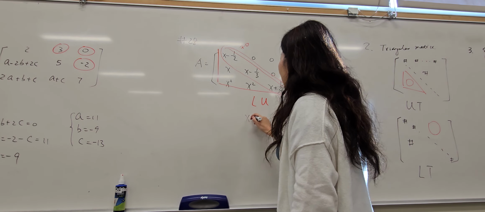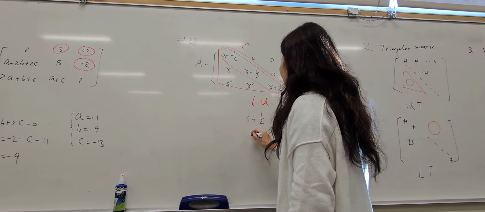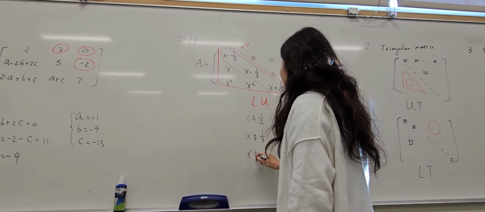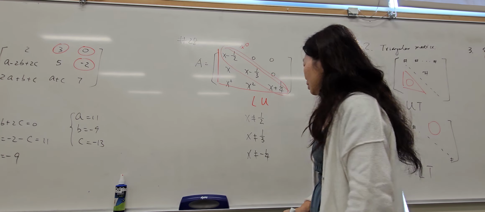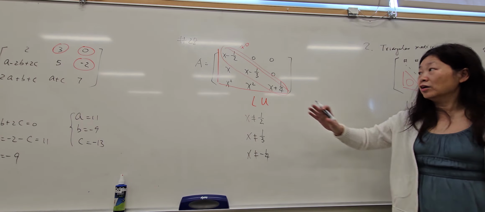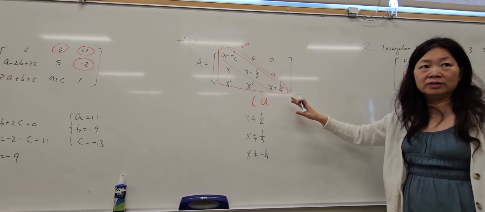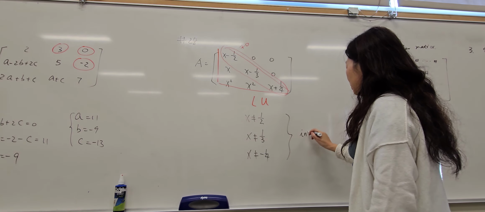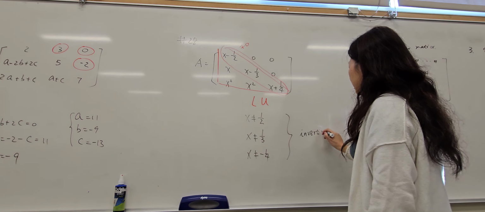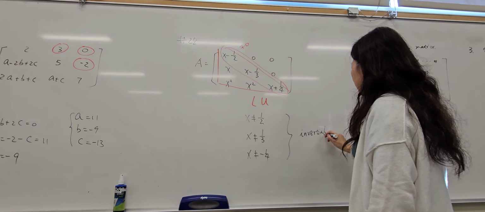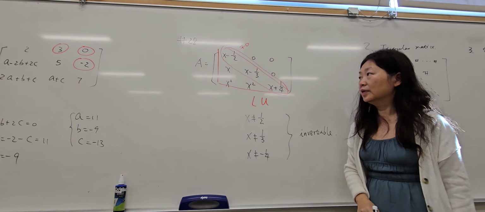So x doesn't equal 1/2, x doesn't equal 1/3, x doesn't equal -1/4. No 0 in the main diagonal. Now this is called the main diagonal, okay? So if that happens, then they're invertible. Okay.